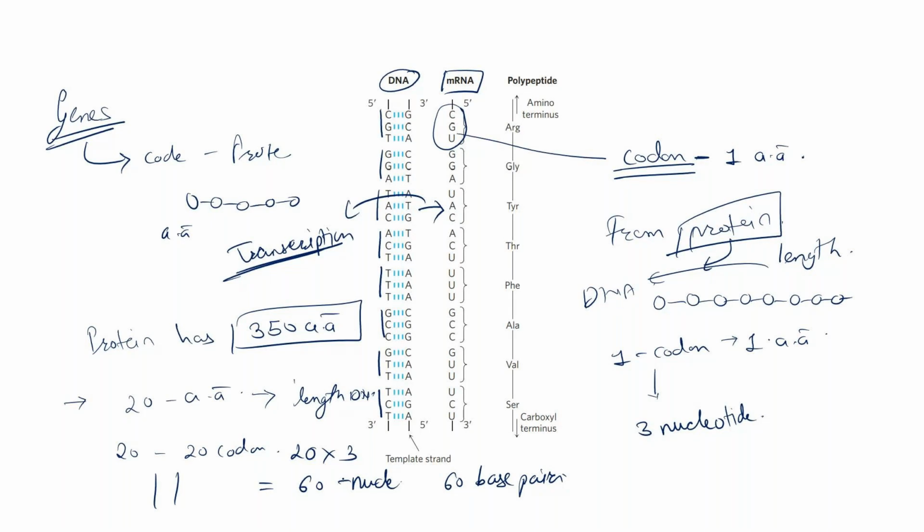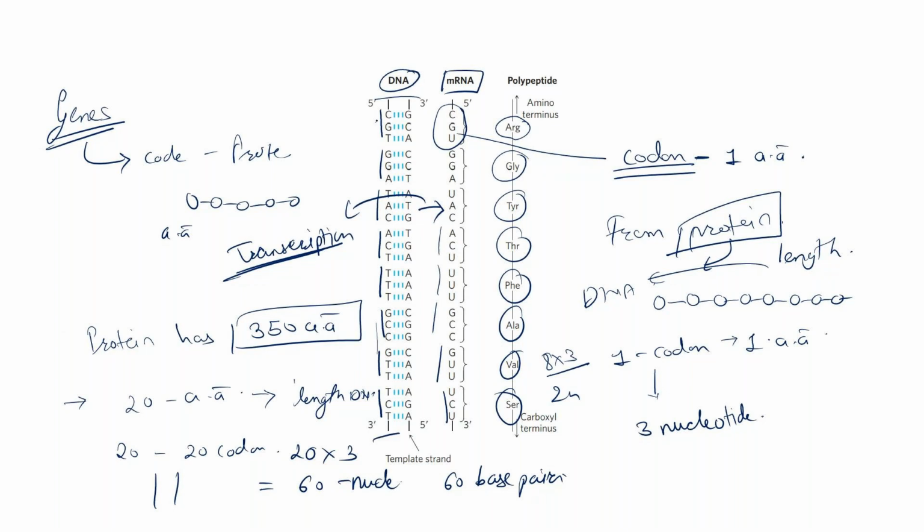See here, if we take this example, it has 1, 2, 3, 4, 5, 6, 7, 8 amino acids, right? 8 amino acids means 8 codons. Each codon contains 3 nucleotides. So we can simply multiply 8 into 3. So that is 24, right? So these are 24 nucleotides. The length of this DNA is 24 base pairs, actually we say base pair, right?